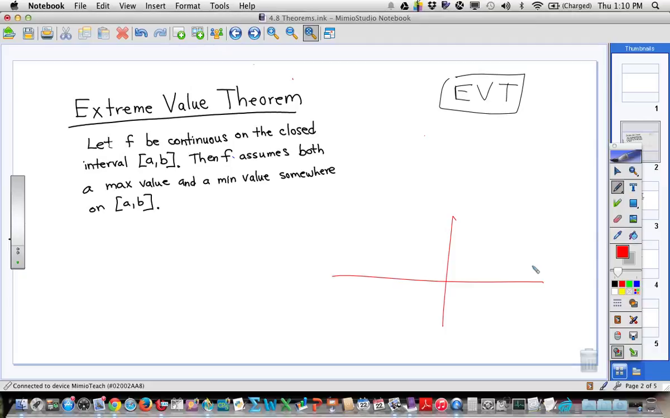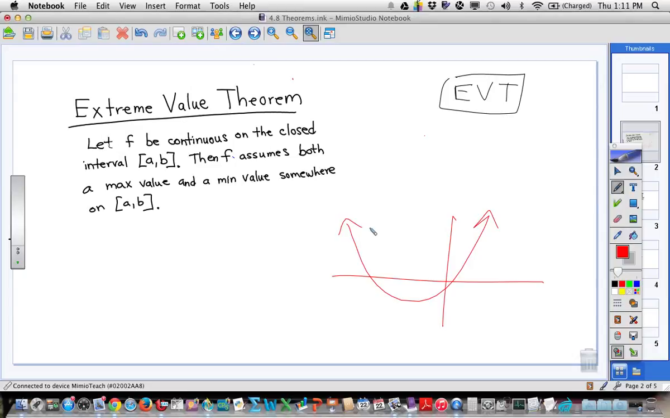Now, here's the kind of question you're going to have on your homework. Homework's going to say, take the function y equals x squared. It doesn't have a maximum. Does that contradict the extreme value theorem? No, because it's not a closed interval. Matter of fact, nothing better contradict the extreme value theorem. If you could contradict it, you would be famous. Because it's a theorem. It's true. It's been proven.